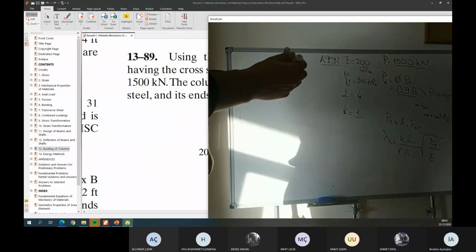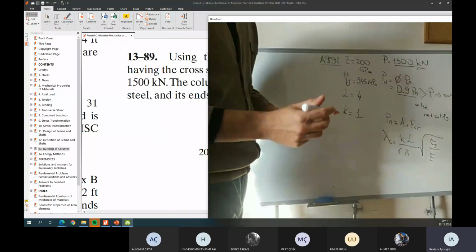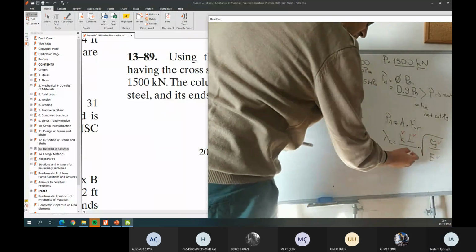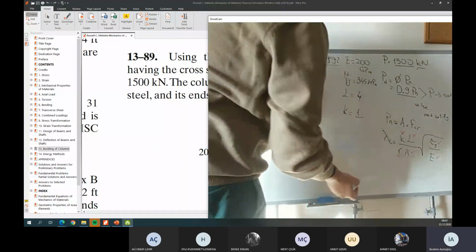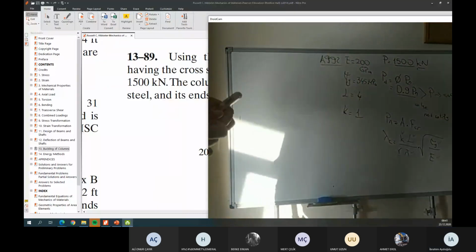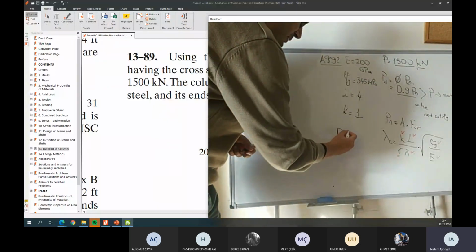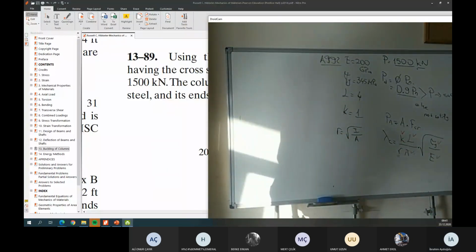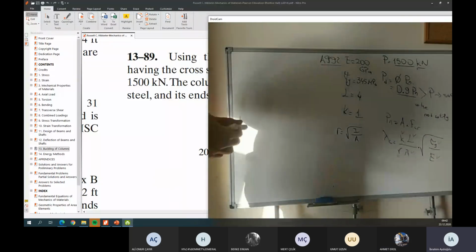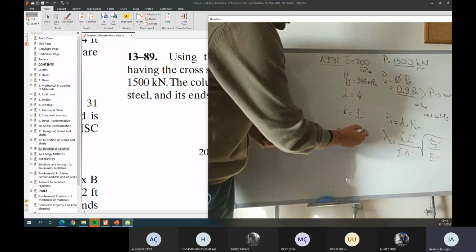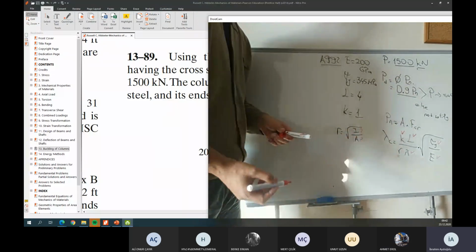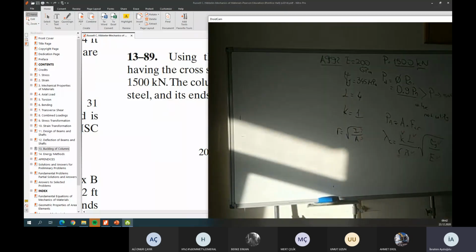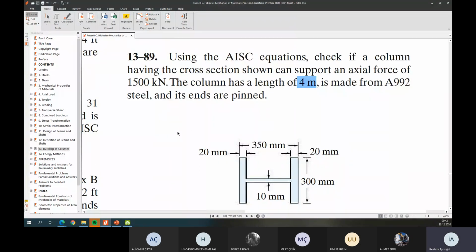So in the formulation we already know K, L, sigma y, E, and P. Only we don't know the r. Maybe you remember that r is equal to the square root of the moment of inertia divided by area. Do you know this formulation? Okay, we can find the moment of inertia and area because this cross section is given here.